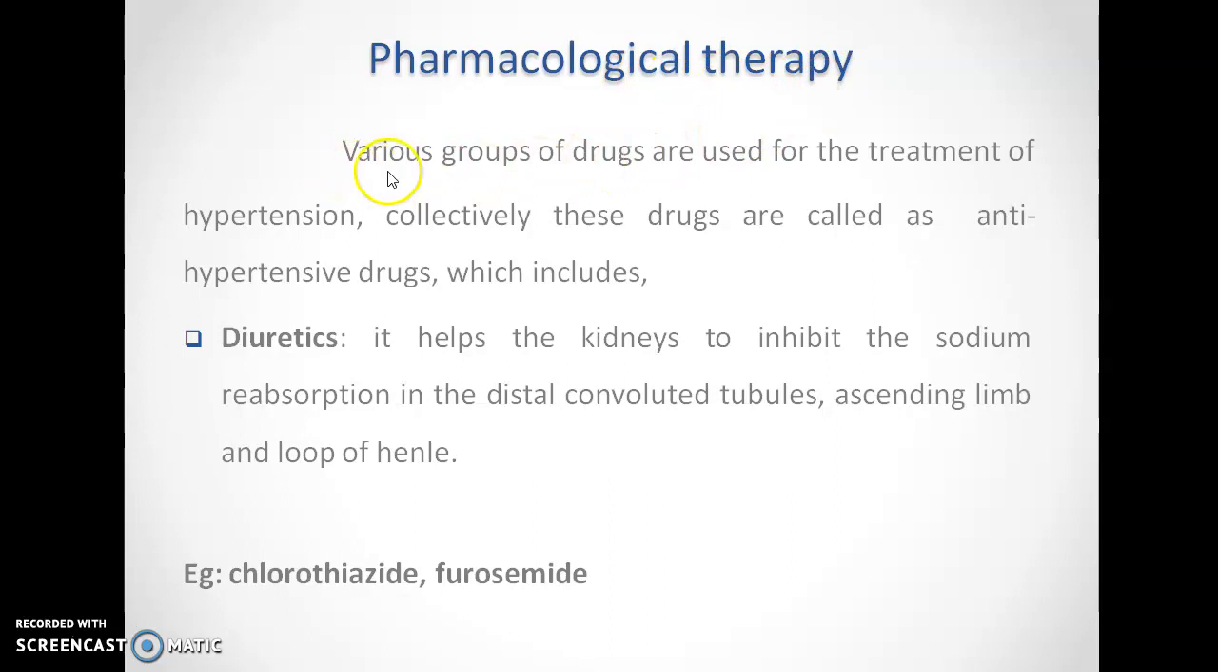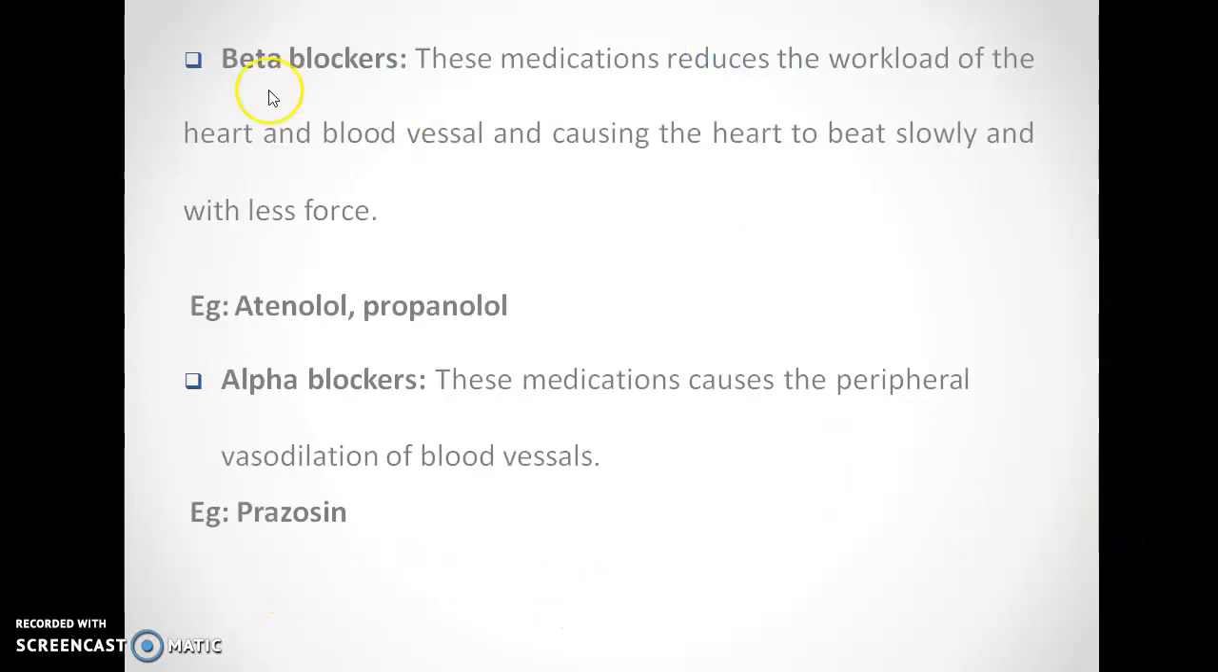Pharmacological therapy. Various groups of drugs are used for the treatment of hypertension. Collectively, these drugs are called antihypertensive drugs, which include diuretics. It helps the kidneys to inhibit the sodium reabsorption in the distal convoluted tubules, ascending limb, and loop of Henle. Examples of diuretics are chlorothiazide and furosemide. Next drugs are beta blockers. These medications reduce the workload of the heart and blood vessels, causing the heart to beat slowly and with less force. Example atenolol and propranolol.